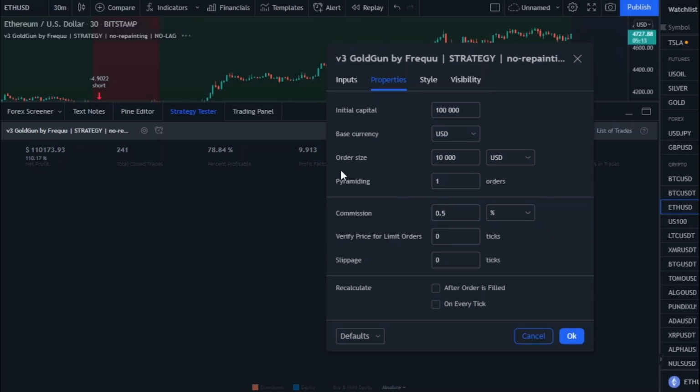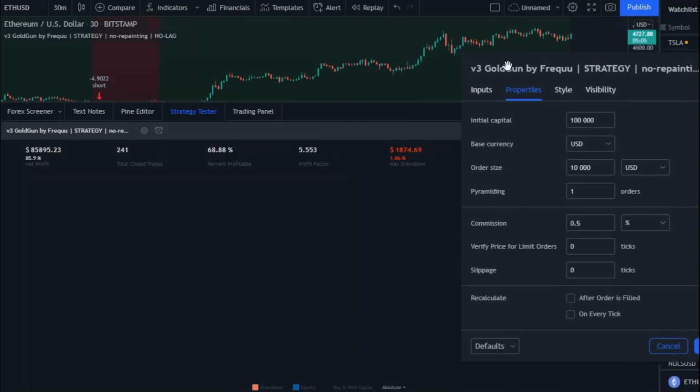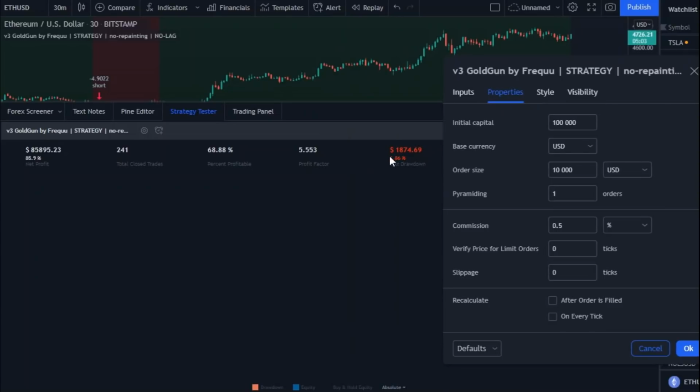Let's see what happens after applying this commission. As you can see, the percentage of profits and the percentage of accuracy have also decreased. Even the max drawdown has increased a bit.